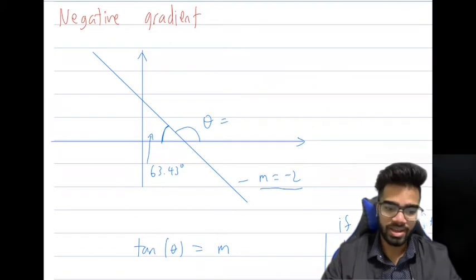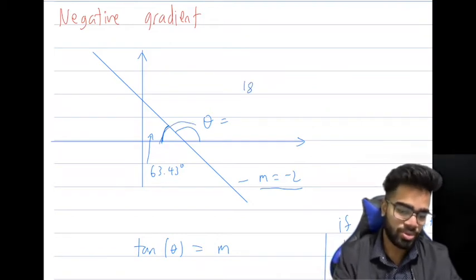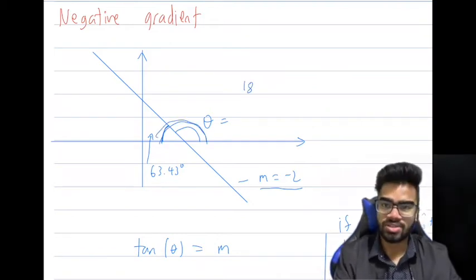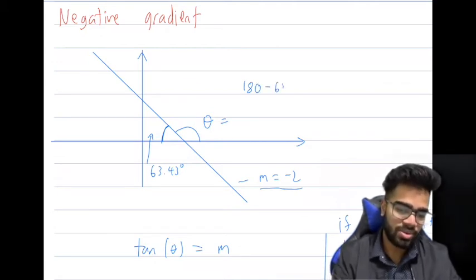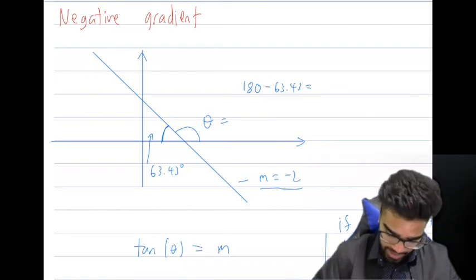Well, theta is equal to, it's very simple, guys. Both of them are supplementary angles, so they add up to 180. So to get theta, you do 180 minus 63.43. Right, so put that into your calculators and get the answer.